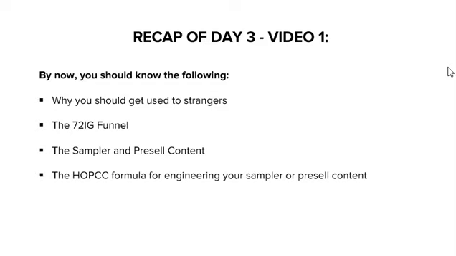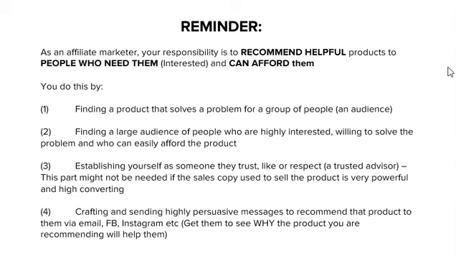Then we talked about the 72 IG funnel, the sampler and pre-sale content, and of course the HOPCC formula for engineering your sampler or pre-sale content. So let's go to our reminder, which is to remind you about what you have to be doing as an affiliate. And that is, your responsibility is to recommend helpful products to people who need them or who are interested in them and can afford them.